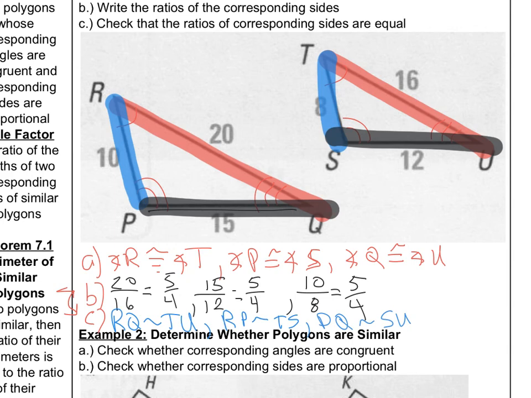Okay, so I kind of mixed up B and C there a little bit. But for the most part, pretty simple. Just make sure, again, if you're going to go like I did, big to little, you're consistent with it. Don't go mixing them up. All right, let's look at example 2.